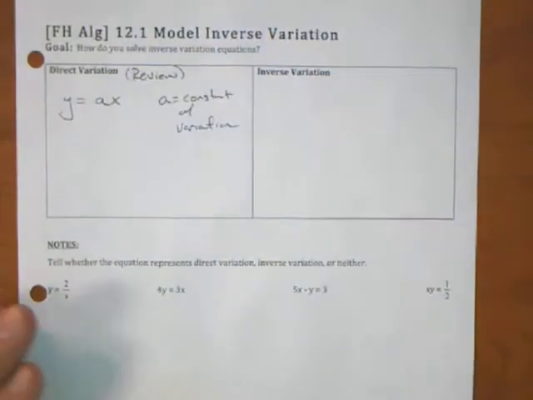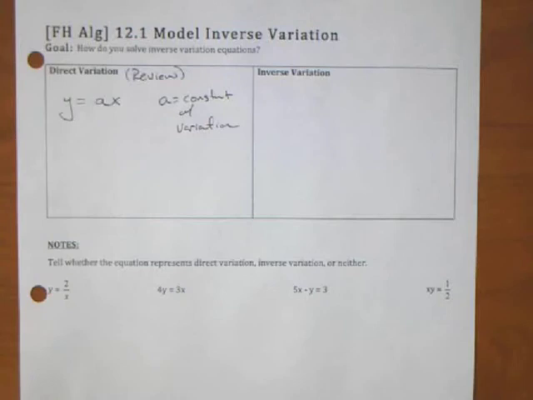Right? And we called A the constant of variation. The reason they were called direct variation is because they vary directly, or as x gets bigger, so does y. If you made a table of values by picking any A you want, as x continues to increase, then y continues to increase. They vary directly with each other.